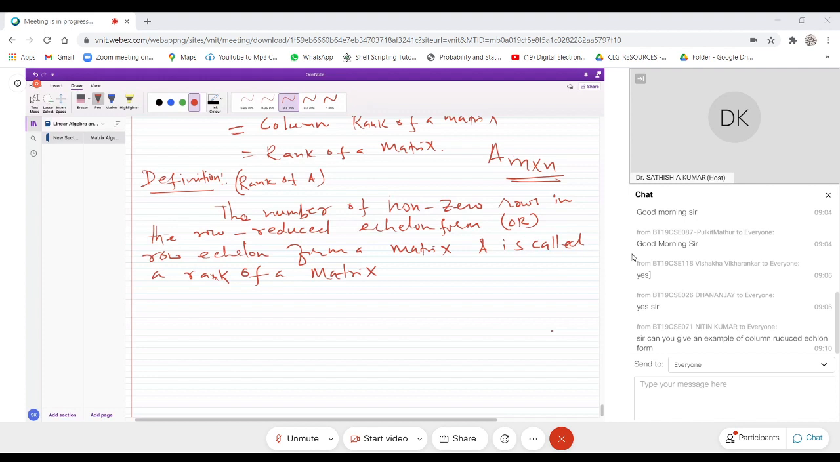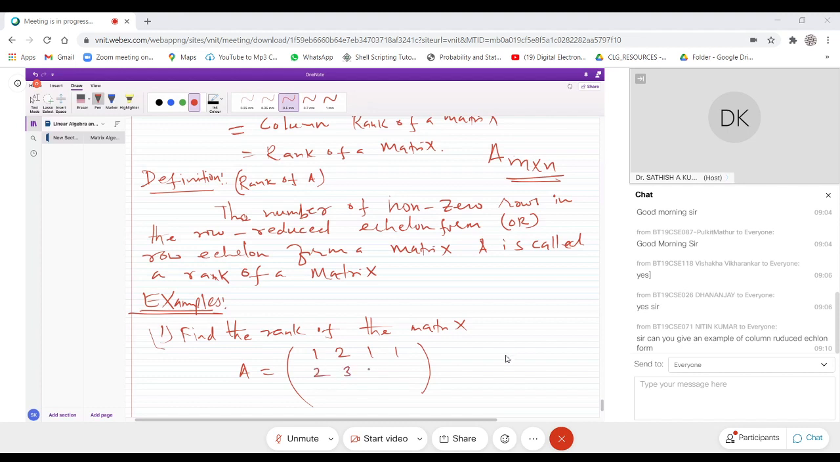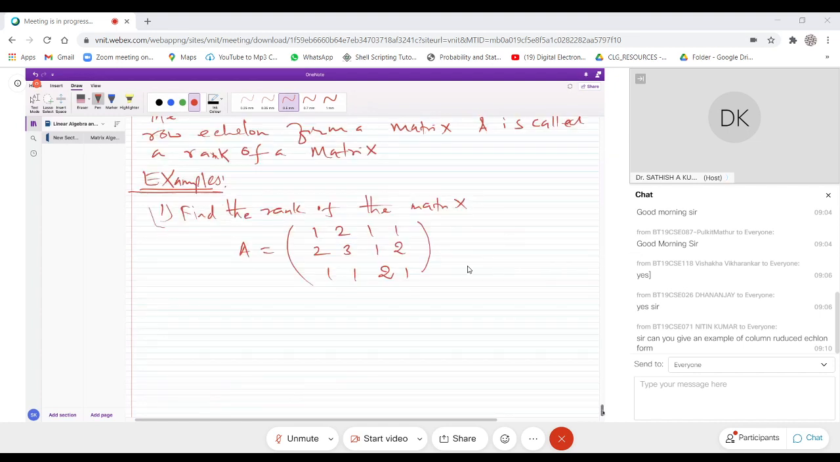Okay, so we'll look at some examples. Find the rank of the matrix A equal to 1, 2, 1, 1, 2, 3, 1, 2, 1, 1, 2, 1.